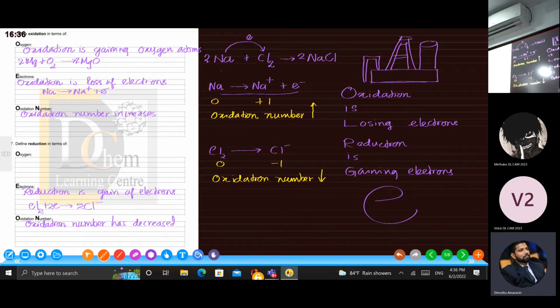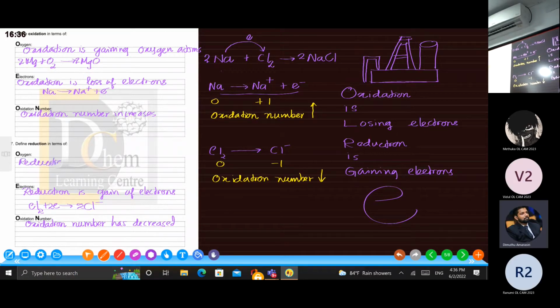All right, let me write another reaction. Zinc oxide plus carbon. Just for the time being, I will give one example. Then in terms of reduction, what is reduction? Very good. Reduction is losing of oxygen atoms. Losing of oxygen atoms. All right.